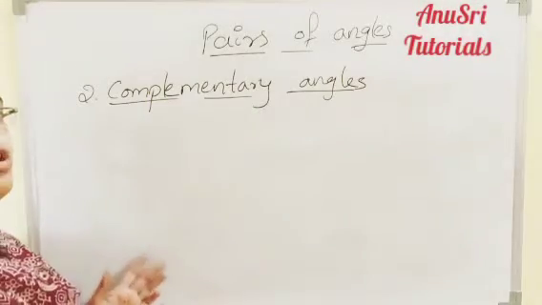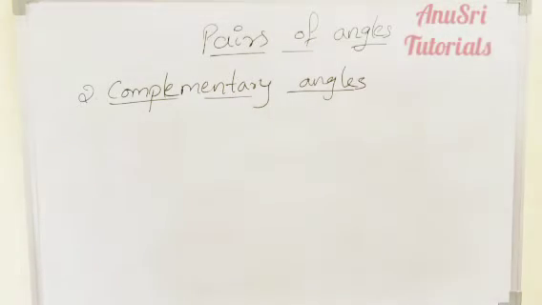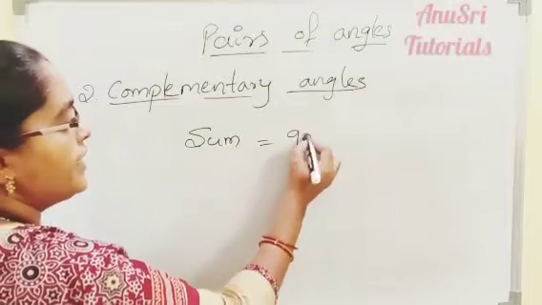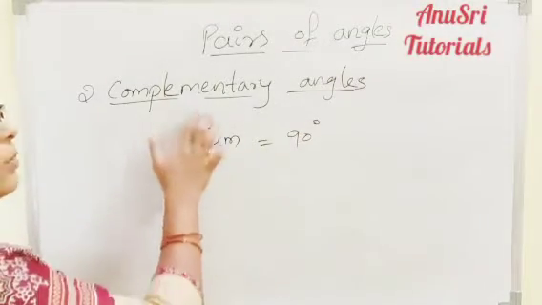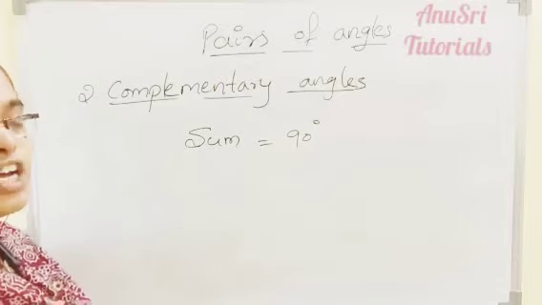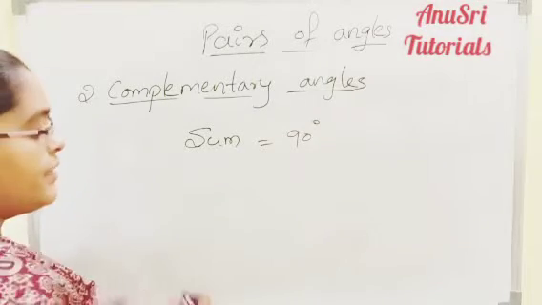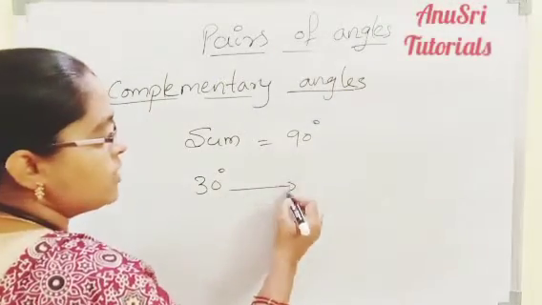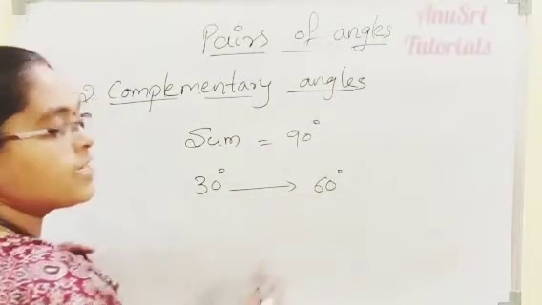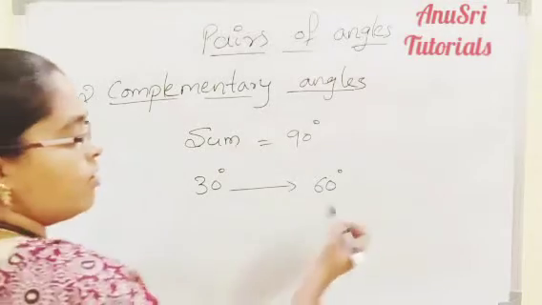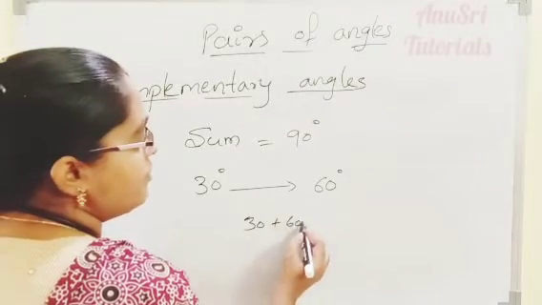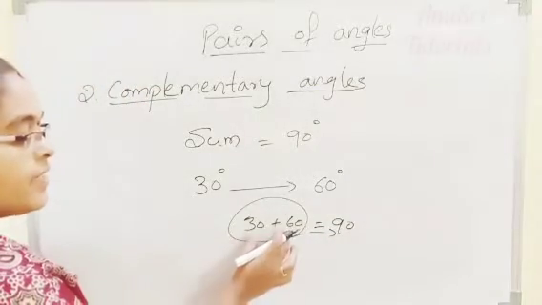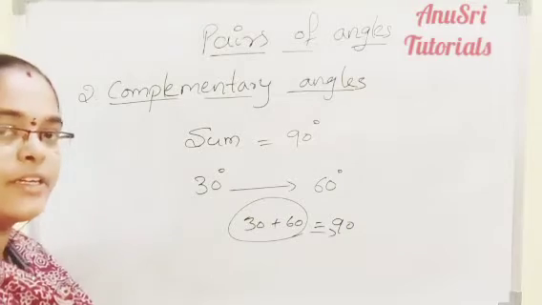The second type is complementary angles. Complementary angles are nothing but: if the sum of two angles is equal to 90 degrees, then we are calling the two angles complementary angles or complementary to each other. If I have an angle of 30 degrees, what is its complementary angle? 60 degrees is complementary to 30 because 30 plus 60 we will get 90. So if the sum is equal to 90, these angles we are calling complementary to each other.